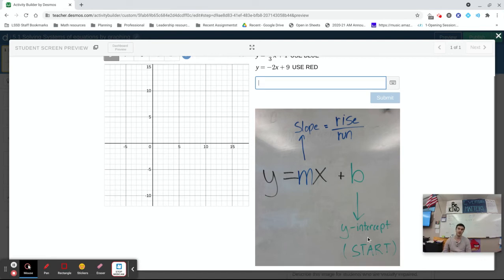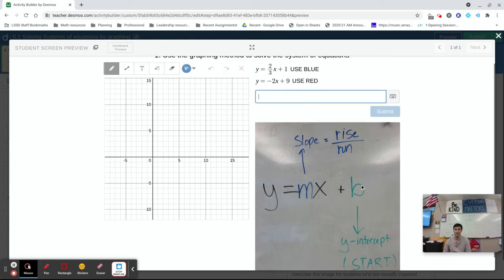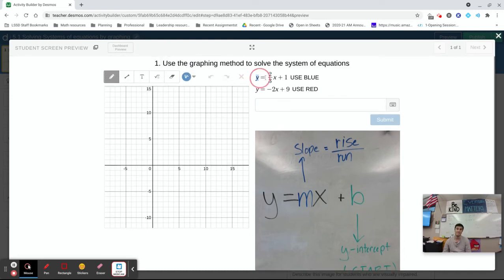Anyway, this tells me I need to start with whatever number does not have the x with it. That's where I need to start. We call that the y-intercept. So I'm going to look at this first equation, and I want to start right there at 1 on the y-axis. It's called the y-intercept.